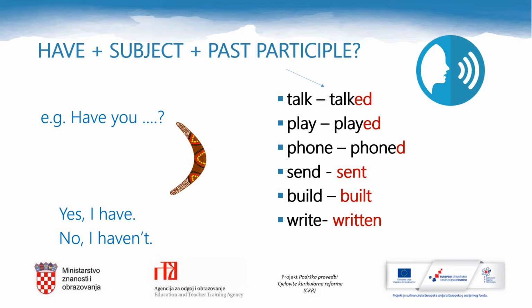And there is a reminder in the right-hand side of the slide. There are verbs which are regular, like talk, talked, play, played, phone, phoned. And there are verbs that are irregular, and you have to keep on learning irregular verbs. Here are 3 examples. Send, sent, build, built, write, written.